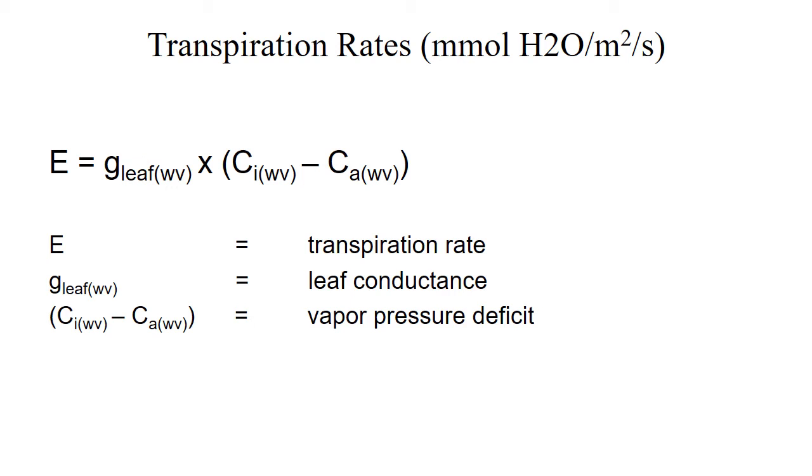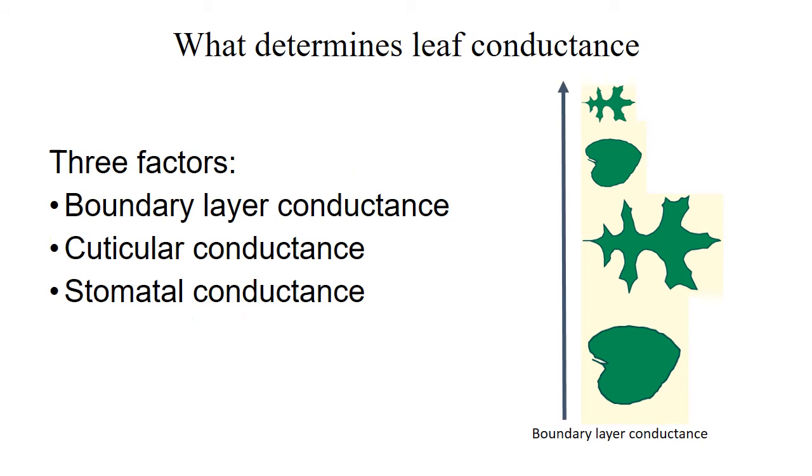And that's times vapor pressure deficit. So that's the difference in water vapor between inside the leaf and outside the leaf in the atmosphere. So, for example, if water vapor in the atmosphere is very low, it's very dry, humidity is low, then this value will be higher and transpiration rates will therefore be higher. So leaf conductance is the movement of water from a leaf into the atmosphere. And it's affected by three major factors. Those are boundary layer conductance, cuticular conductance, and stomatal conductance.